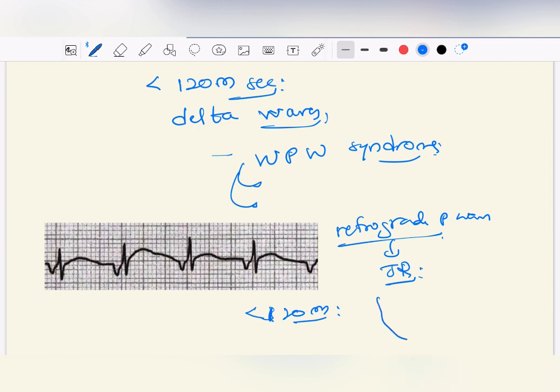That means here the SA node is not working, and the AV node is generating the electricity. When the AV node generates electricity, it goes in all directions, superiorly and inferiorly. So when it goes away from lead 2, which is directed like this, it shows retrograde P waves and normal QRS. And there is a short PR interval, because the PR interval is nothing but conduction through the AV node. Here the AV node is itself generating electricity, so there is no time delay, and you get a short PR interval. Individual cases will be discussed later in detail in other videos.